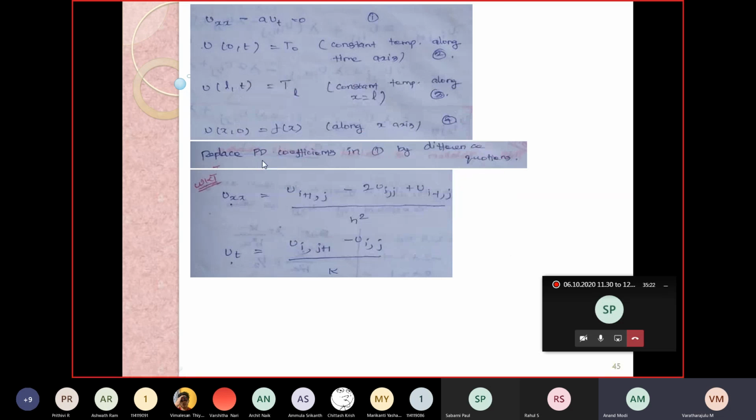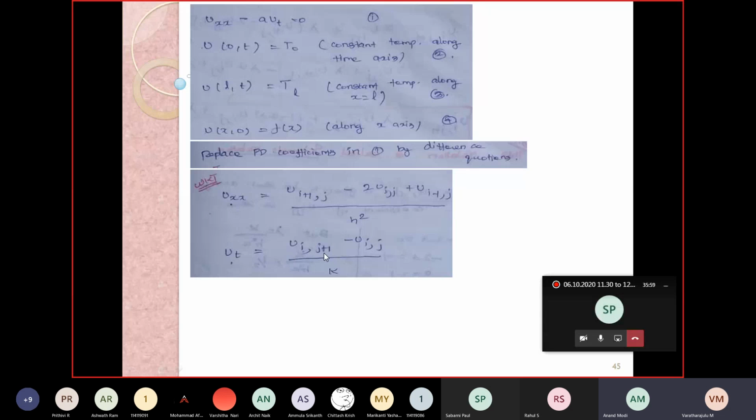And replacing the partial differential coefficients in equation 1 by difference quotients, we will get Ux and ut. Here ut is equal to ui comma j plus 1 minus ui comma j by k. And for this derivation, we'll find out a little later. Uxx is similar to that of Laplace and Poisson, but ut is something different from Uxx and Uyy. Therefore, I request you to remember this ut, ui comma j plus 1 minus ui comma j divided by k.